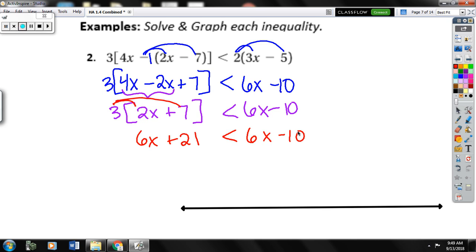So if you worked ahead, you realize we get something weird at the end of this problem. We're going to subtract 6x on both sides. And they both go to 0x. So we no longer have an x in our inequality at all. So we have 21 is less than -10. Is 21 less than -10? No. This is a false statement. Therefore, our answer is no solution.